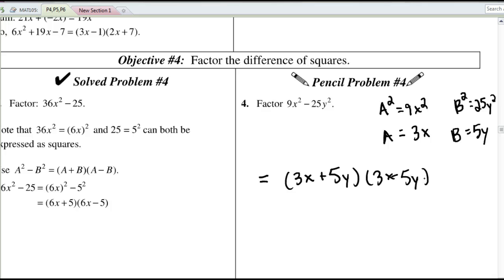It's just important to remember which one is a and which one is b, which one comes first, which one comes second. Once you've got that, easy peasy.